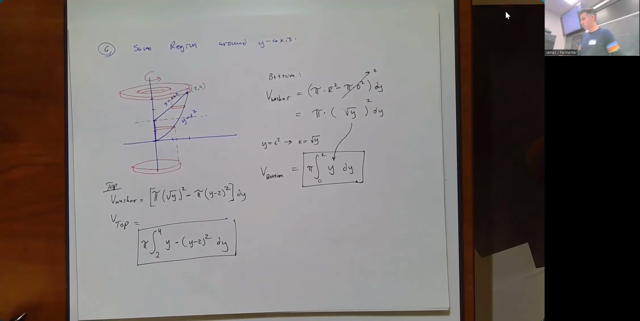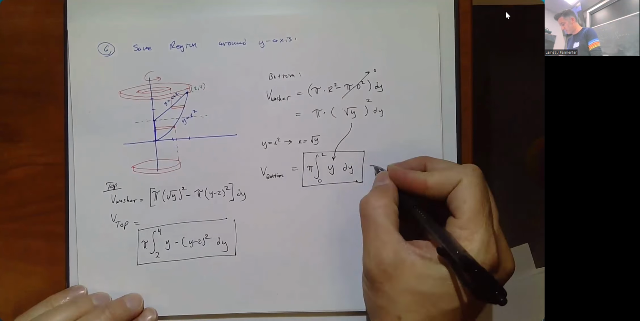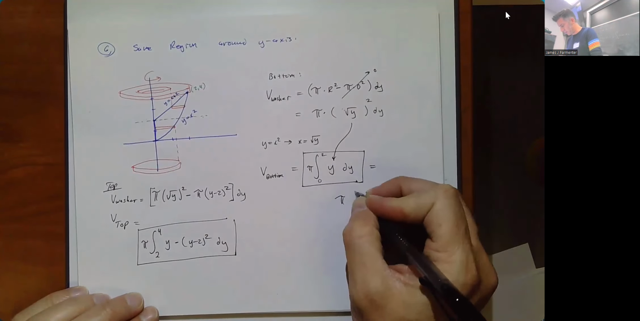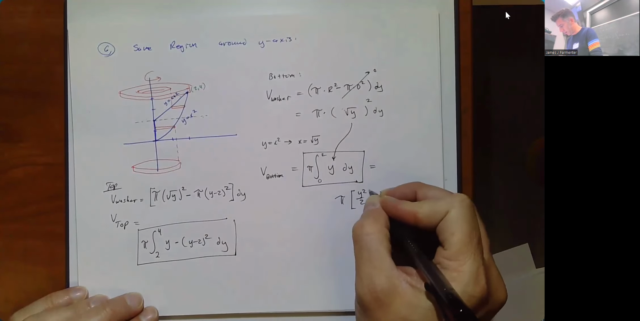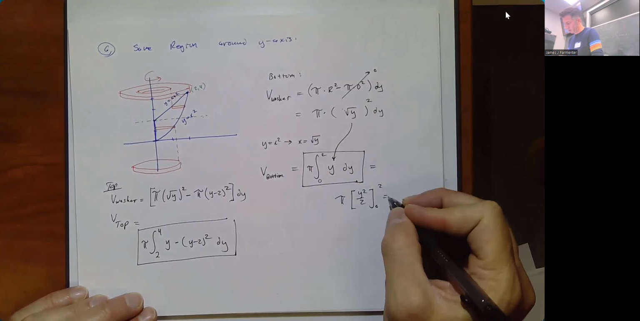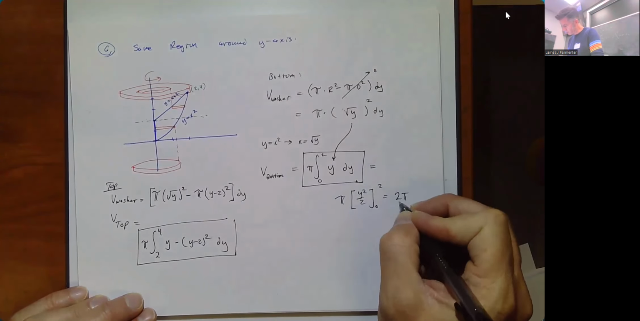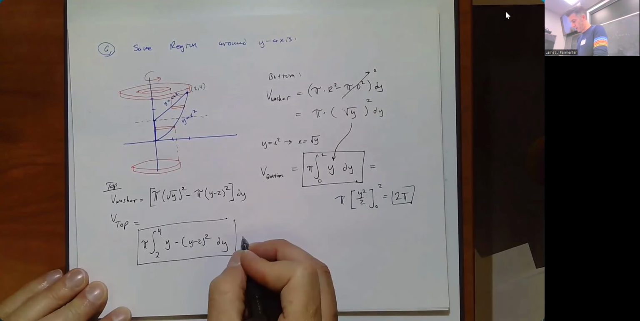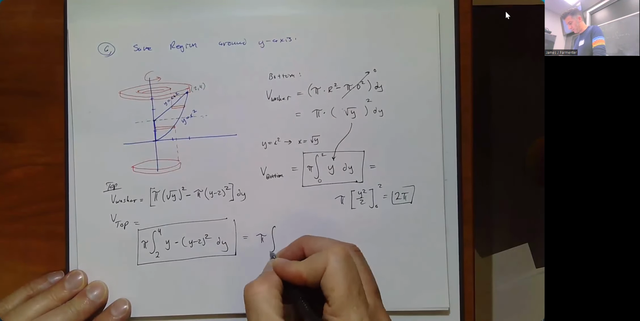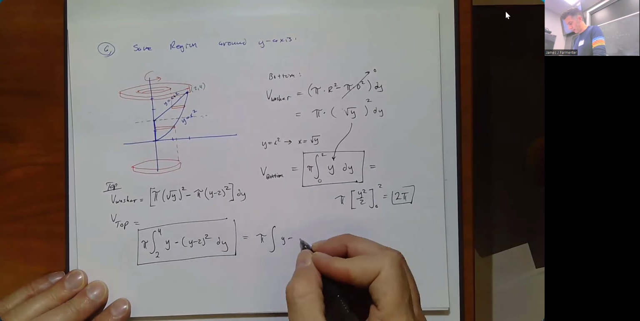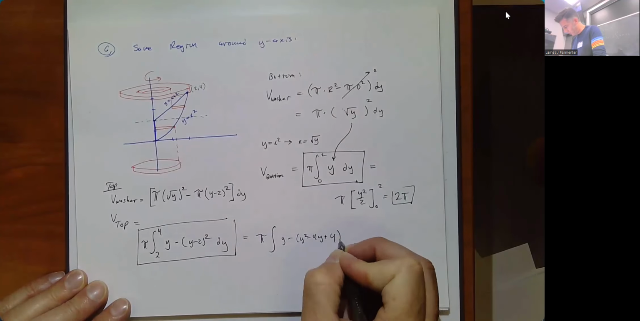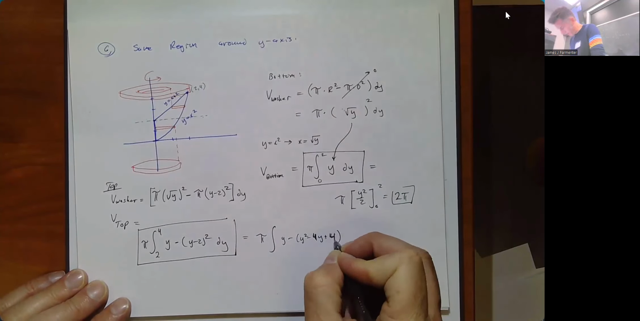Yes. So just because we can finish this easily, this is going to be pi times y squared over 2 evaluated from 0 to 2, which is just going to be pi times 4 over 2. And this one here, if we multiply it out, it's a little bit grosser, but you get y squared minus 4y plus 4. Yes, that's a 4, and my 4s are terrible.